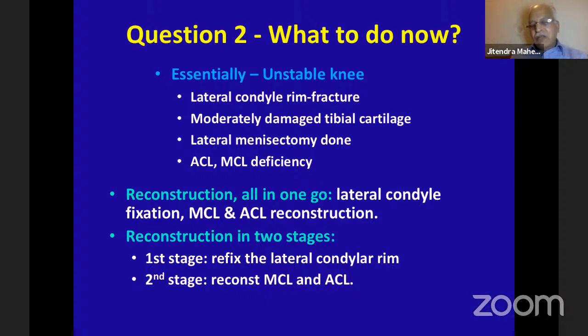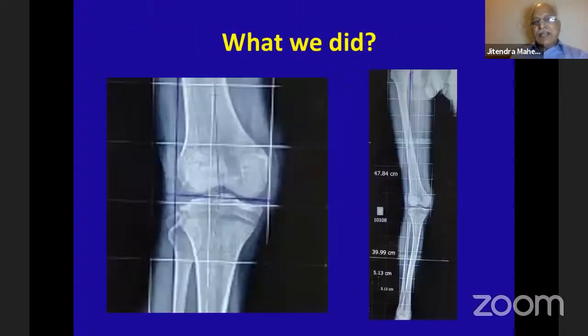That means only fix the bone first and I'll look after the MCL and ACL later. Those were my options. But looking at the condition of the joint from inside on the lateral side, with no meniscus, with cartilage gone, with a valgus knee, patient walking on a valgus knee, I knew that if I don't shift the line of weight bearing from lateral to somewhere midline or medial, nothing will work. This patient will remain unstable, whatever I may do. So that is what I did.